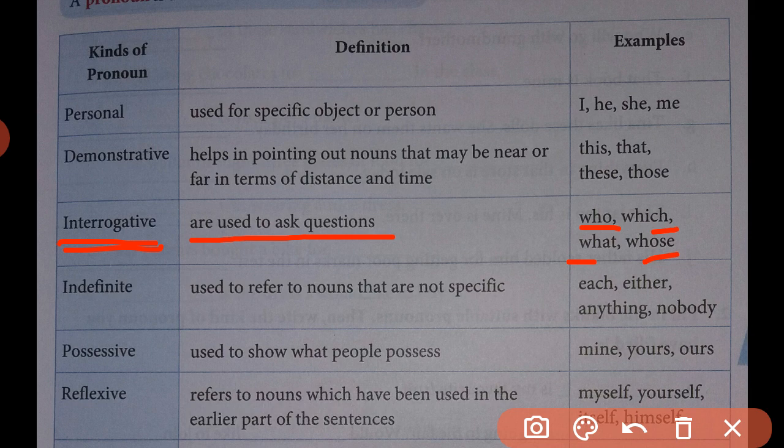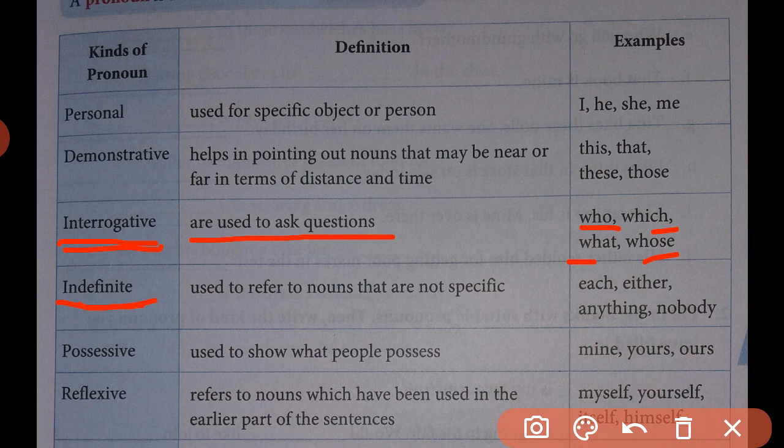Simply we can say, what is your name? Which is your bag? Who got this packet? Who is there? So all these words can be used as interrogative pronouns. Now let's move to discuss another kind of pronoun, that is the indefinite pronoun. Let us understand according to the table.